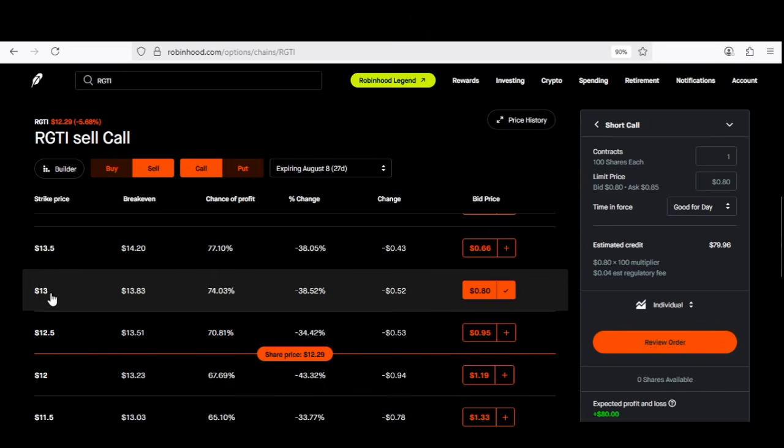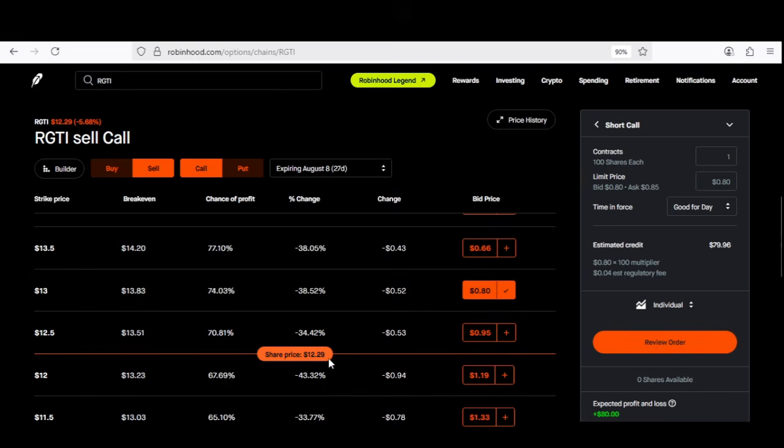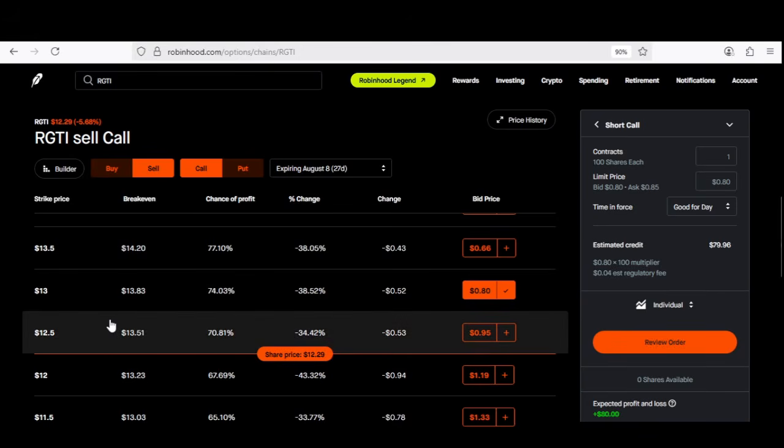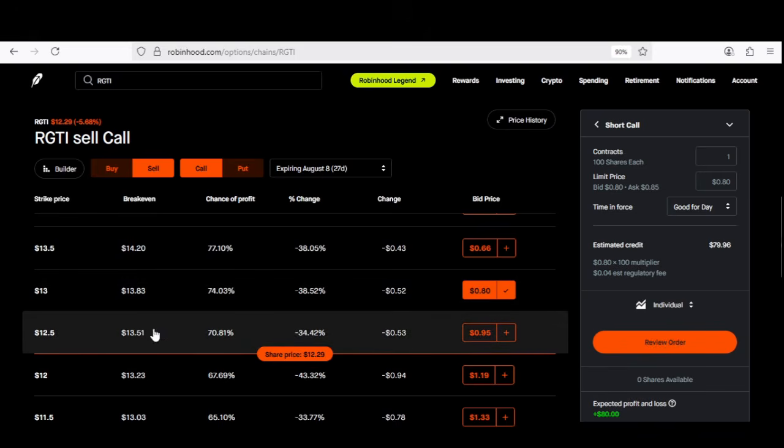So the difference between your $13 per share here and your 12.29 here, let's just round up to 12.25. That's going to be 0.75. So you're going to get to keep your $8, and now you're going to get your 0.75 multiplied by 100 shares. Remember, we are dealing with options here. So that's going to be an additional $75 that you're going to be getting.